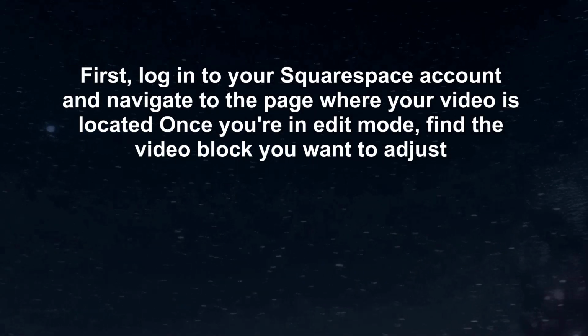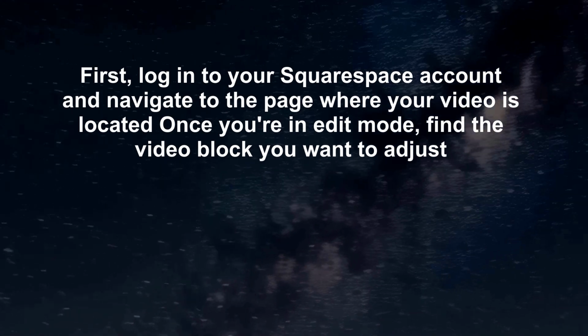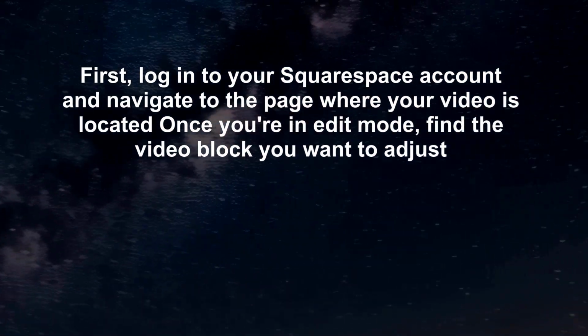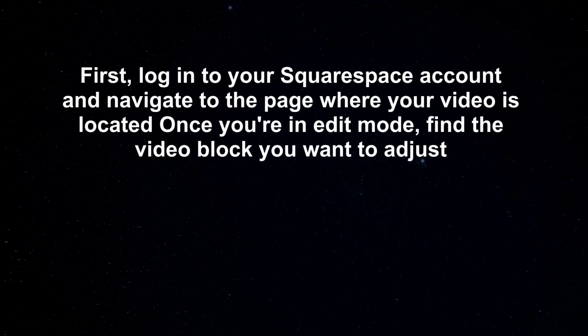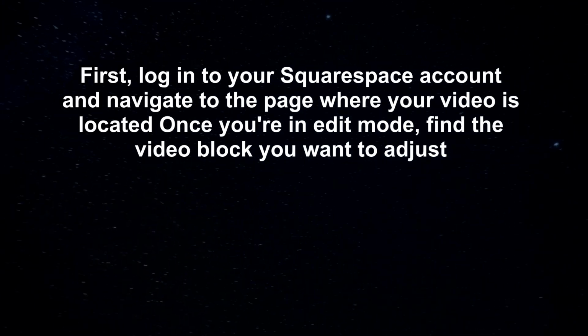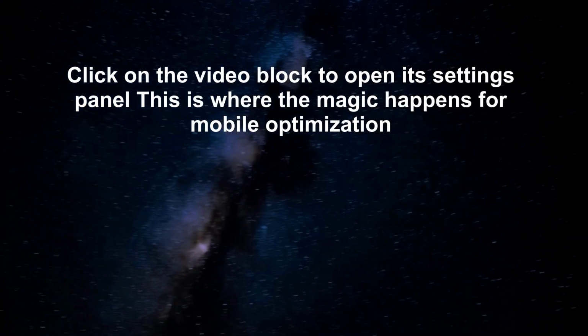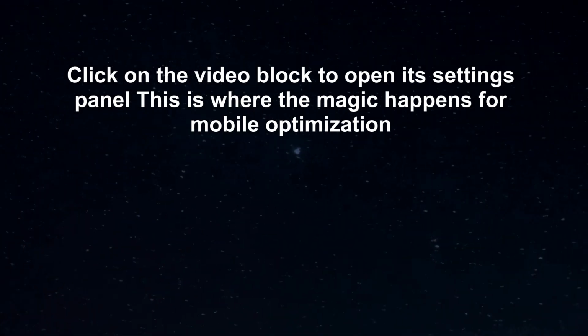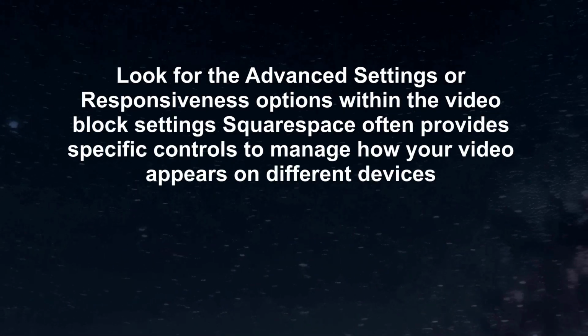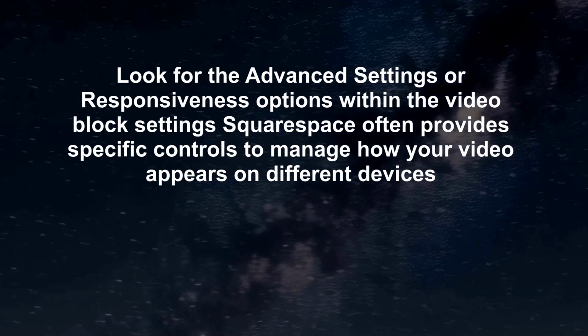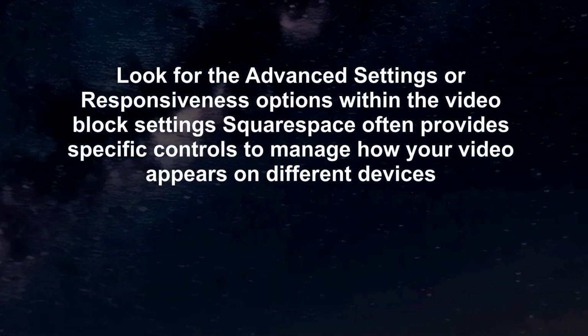First, log into your Squarespace account and navigate to the page where your video is located. Once you're in edit mode, find the video block you want to adjust. Click on the video block to open its settings panel. This is where the magic happens for mobile optimization. Look for the advanced settings or responsiveness options within the video block settings.